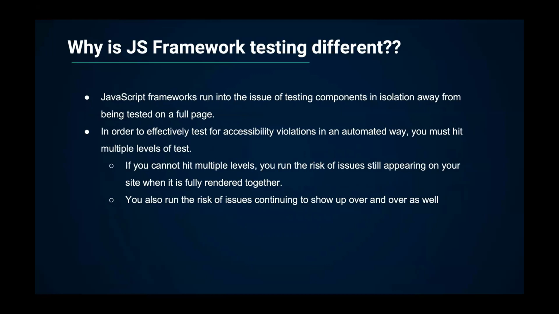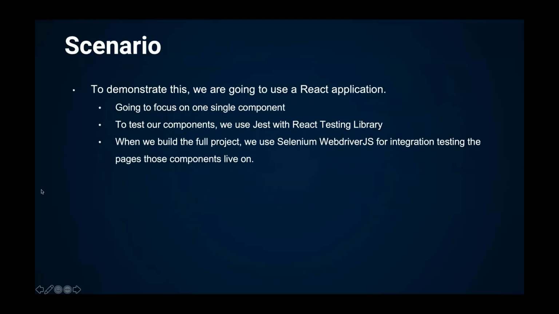So why are we here? Why are we talking about JavaScript frameworks? Why is testing different? Well, JavaScript frameworks run into issues in isolation because components are tested in isolation. And that's not just accessibility testing, that's JavaScript framework testing in general. So in order to effectively test for accessibility violations in an automated way, you must hit multiple levels of test. If you cannot, you run the risk of issues still appearing on your site when it's fully rendered together, and you also run the risk of those issues continuing to show up over and over again. So I can talk about all I want, but it's really good to see it one time. When you see it put together, you have that aha moment with it.